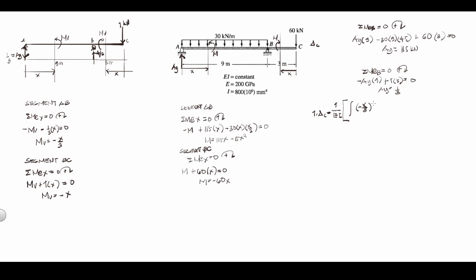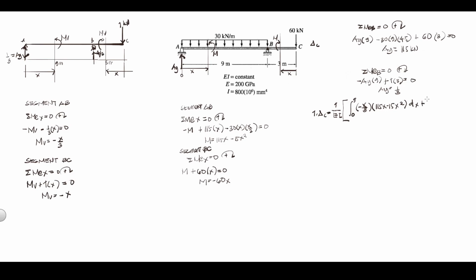Okay, quantity times M ng AB, that is 115x minus 15x squared, dx. Limit is, so AB ito, so from A to B, so that is from 0 to 9. Bakit 0 to 9? Kasi ang origin natin is sa point A, which is daling 0 natin, papunta sa B, that is 9 meters. So 0 to 9.